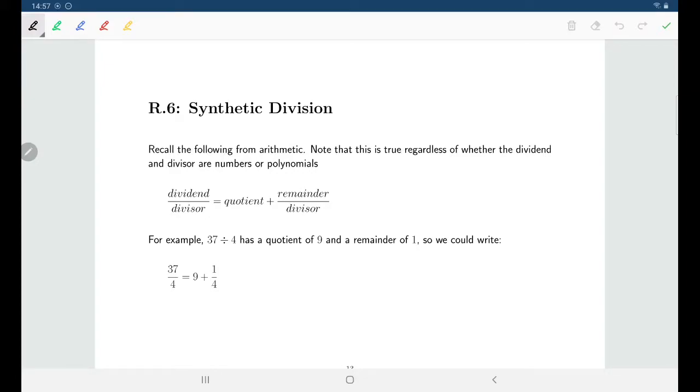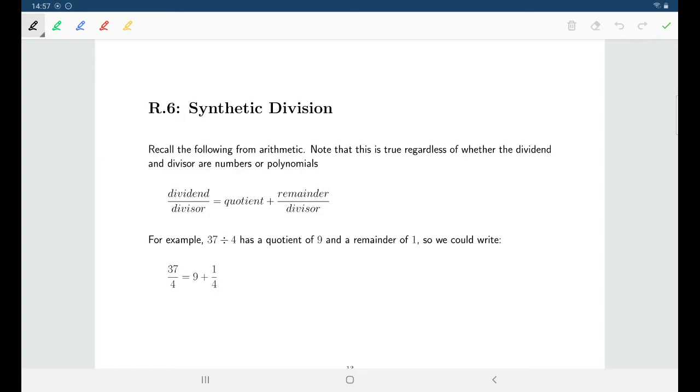Welcome back. In this section, we'll be talking about synthetic division, which is an easier way for us to divide one polynomial by another. This is something that you may not have seen before, so this part might be new to you. It is a very good technique to have.